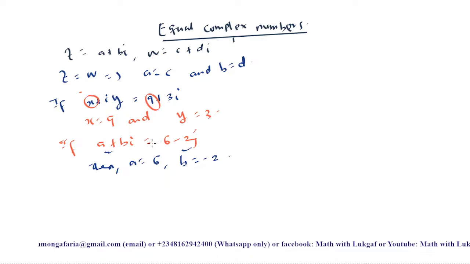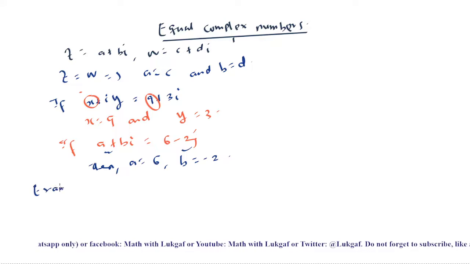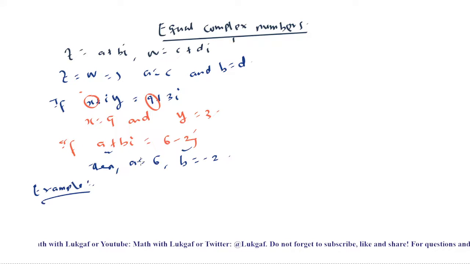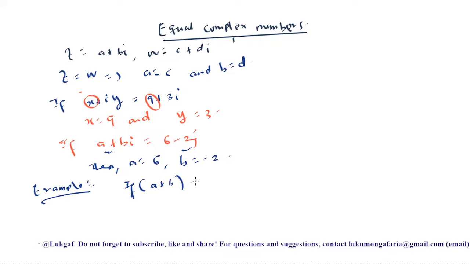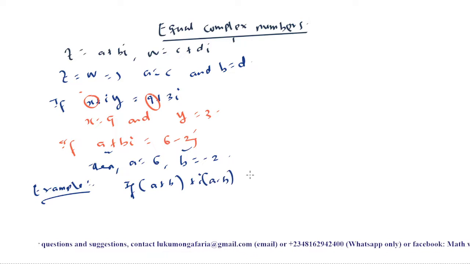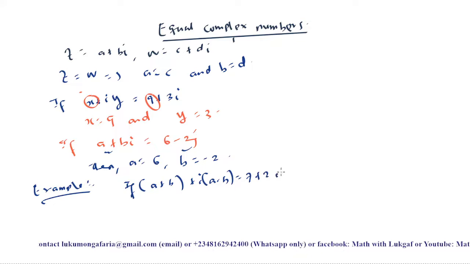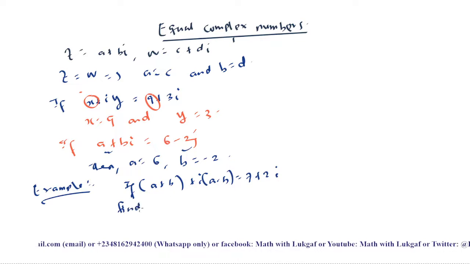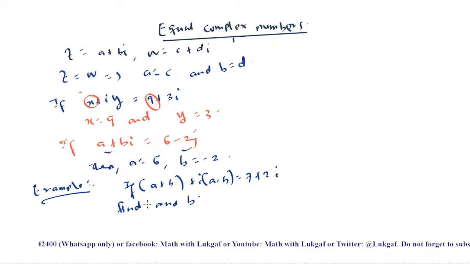So if that is clear, let me give you one that is more complicated. For example, the question says: if a plus b plus (a minus b)i is equal to 7 plus 2i, find a and b. This is not difficult by the definition. Two complex numbers are equal if the real parts are equal and the imaginary parts are equal.